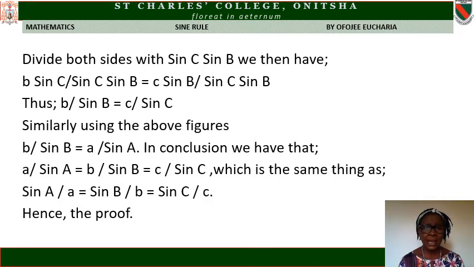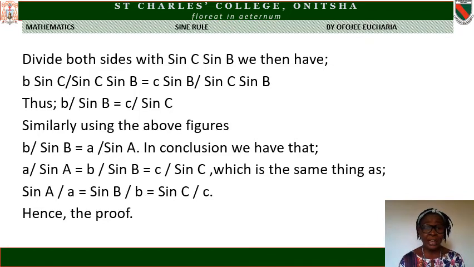Now this brings us to the conclusion of what we are doing. We have seen that A is there, B is there, and C is there. And so what we have is the conclusion of the proof: A over sine A is equal to B over sine B is equal to C over sine C, which is the same thing as sine A over A equals sine B over B equals sine C over C.